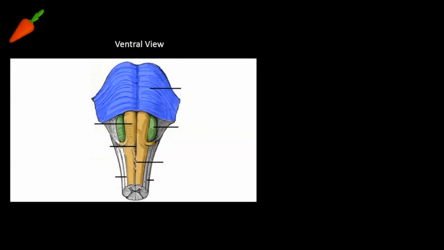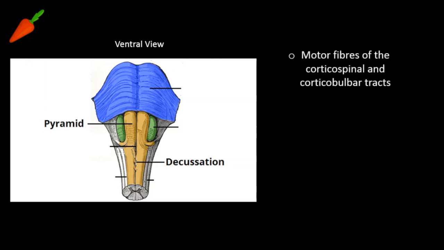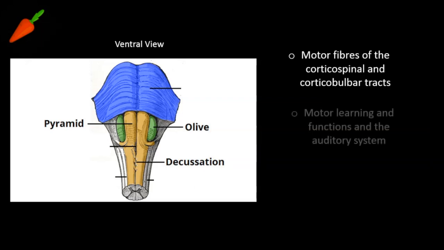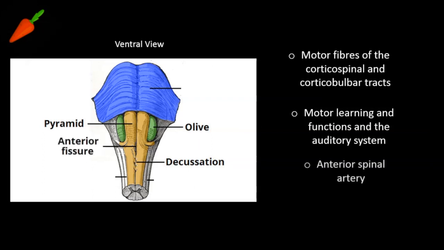Let's focus on the anatomy of the ventral surface. The ventral surface consists firstly of the pyramids, which descend into a decussation. This structure contains motor fibres of corticospinal and corticobulbar tracts. The olives are oval structures located laterally to the pyramids and play a role in motor learning and functions and the auditory system. The anterior median fissure extends along the entire length of the medulla, transitioning into the spinal cord. This area provides a groove which carries the anterior spinal artery.